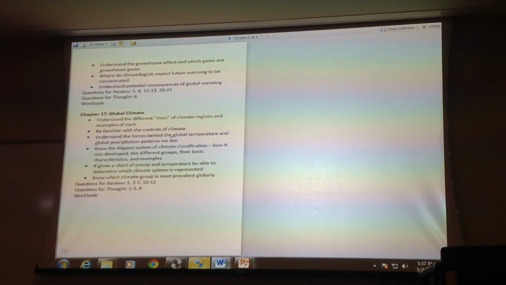Okay. And so you guys have that down, and check that off. If I give you a chart of precip and temp, like we did today in class, you'd be able to tell me which group it fell within. And know which group is most prevalent globally. Do you remember that? B. Anybody have a cool way to remember that?